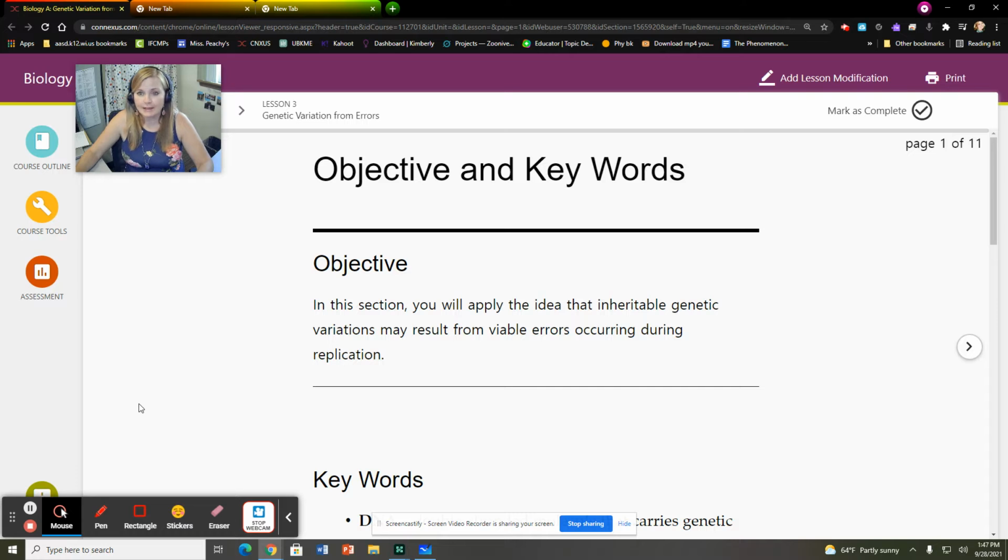And what we are looking at today is Unit 8, Lesson 3. We are still talking about genetic variation. So we are looking at genetic variation from errors this time.